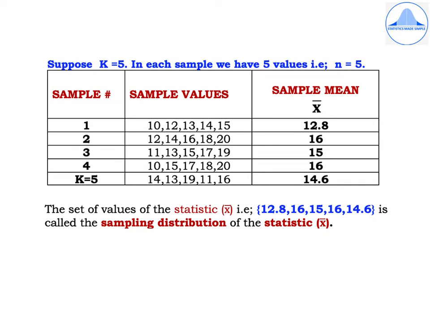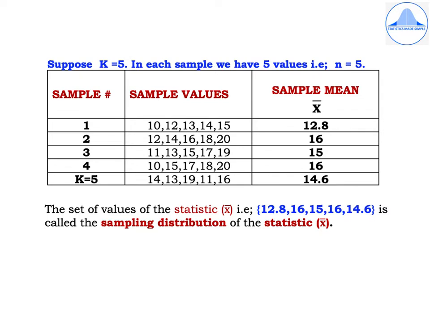The statistic which I am considering is the sample mean, and you know that the sample mean is denoted by x bar. And how do we calculate x bar for raw data? Just add all the values and divide by the total number of values. So for the first sample, if I add 10, 12, 13, 14, 15 and then divide by 5, I get x bar value as 12.8. Similarly, for the second sample, the sample mean is 16. For the third sample, the value is 15. And for the fourth sample, the sample mean is 16. And for the fifth sample, the sample mean is 14.6.